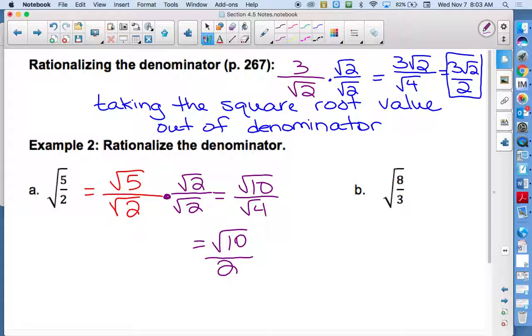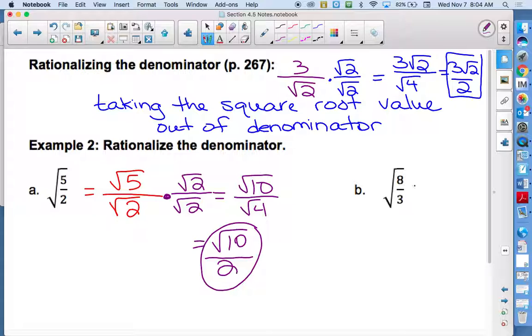So this is considered simplified because the square root is no longer in the denominator of the fraction. You cannot divide 10 by 2 because they're different types of numbers. The square root of 10 is a different value than the whole number of 2. So that's as far as that problem can go, but the goal is to get the square root out of the denominator, and that's what we do.